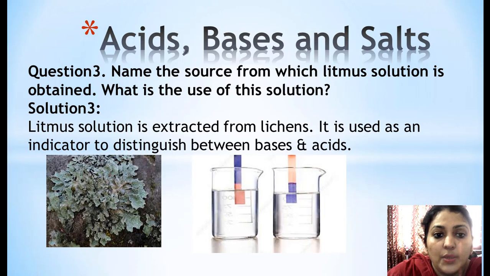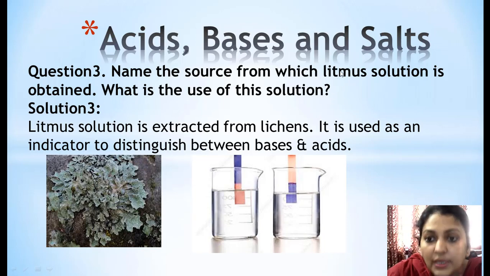Okay. Question number 3. Name the source from which litmus solution is obtained. What is the use of this solution? So we know that litmus solution is extracted from a plant called lichens, isn't it? So here you can see the picture of lichens. Okay. Then it is used as an indicator to distinguish between acids and bases. So here you can see the picture is given.